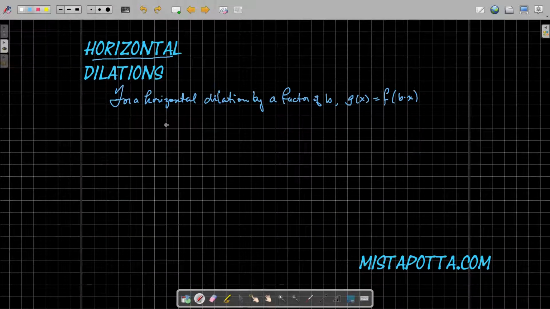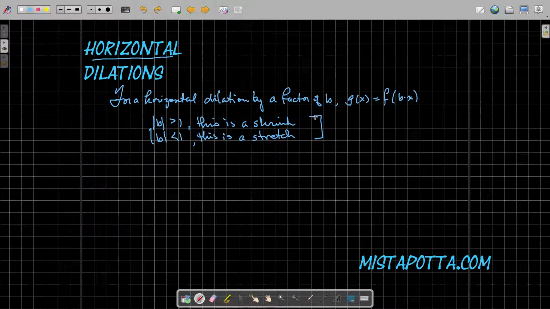What's also similar here is that if the absolute value of b is greater than 1, then this is a shrink. And if the absolute value of b is less than 1, this is a stretch. And of course, notice that both of these, very similar to what we were talking about for translations, are counterintuitive.